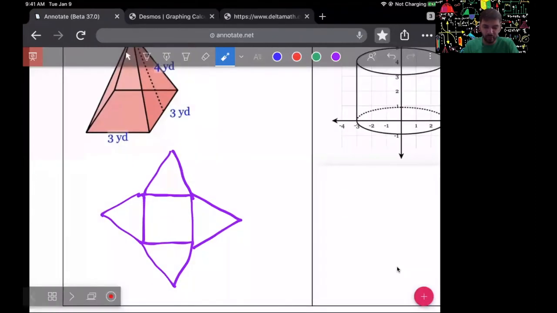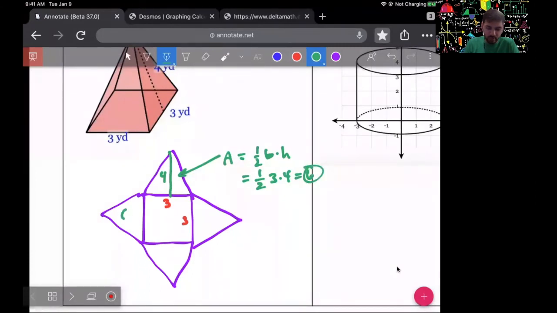That's the net. And now I just think about the dimensions. I got 3 by 3 there. Now the height of the triangle, they said was 4. If I think about the area of a triangle, it's equal to 1/2 base times height, which is, in this case, 1/2 times 3 times 4, which is equal to 12 divided by 2, which is equal to 6. So each one of these is 6.